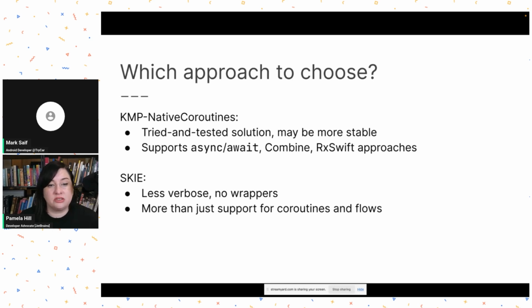In general, you don't really add wrappers or anything like that. But it is also quite new. So there are a few bugs in the system at the moment, but nothing to worry about too much. But Sky is also interesting because it's not just about coroutines and flows. It also has support for other Swift interop issues like enums and default arguments and so on. It's actually a very good library to check out if you want to improve your Swift interop.